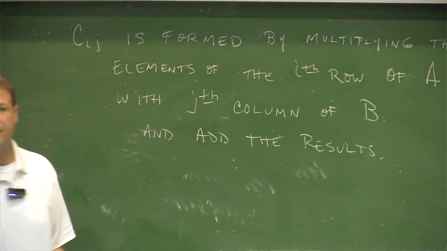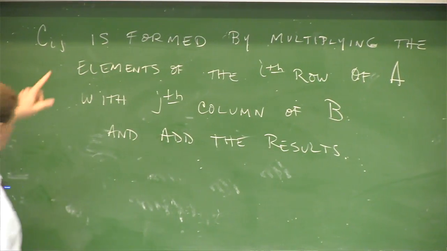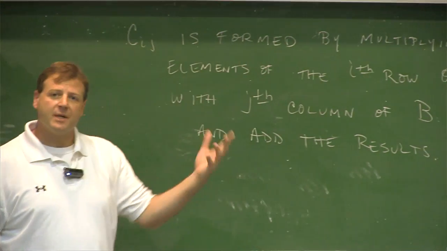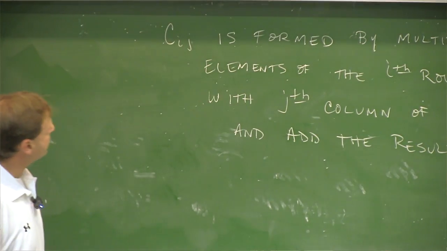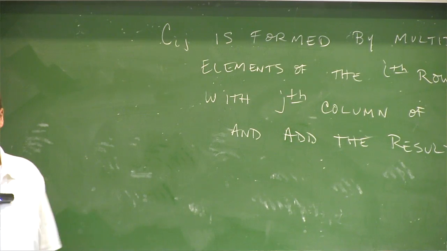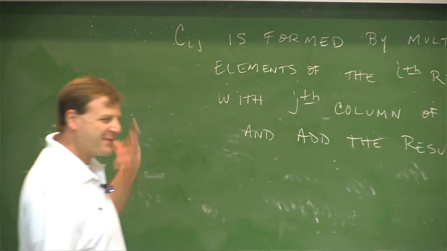Now it'd be good for you to sit there and stare at those two things and see if you can read those words. What happens is, if you just scan your eyes over this and read it like a novel, it doesn't register anything. You just go, okay, yeah, Cij is formed by multiplying the elements of the ith row of A by the jth column of B and add the results. Got it? No, that's not the way the brain works.